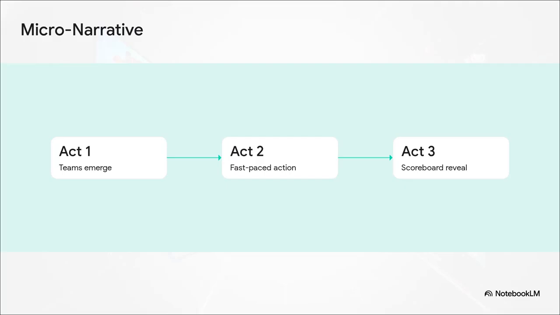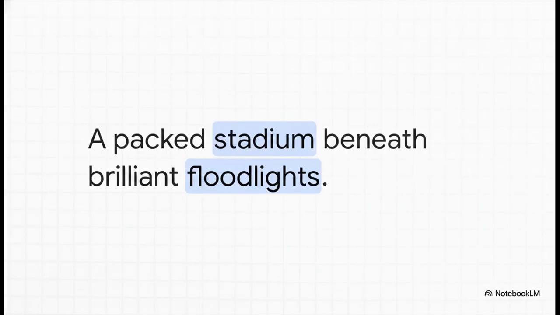So how do you actually structure a story when you only have 10 seconds? Well, the source material lays out a relentless micro-narrative progression. Step 1, the teams emerge, which builds the anticipation. Step 2, we're thrown directly into fast-paced action, delivering that pure adrenaline. And Step 3, the final scoreboard reveal, providing the climax. It is literally a perfect 3-act structure, brilliantly compressed into the exact time it takes to draw a single deep breath. So, how do we build out Act 1?